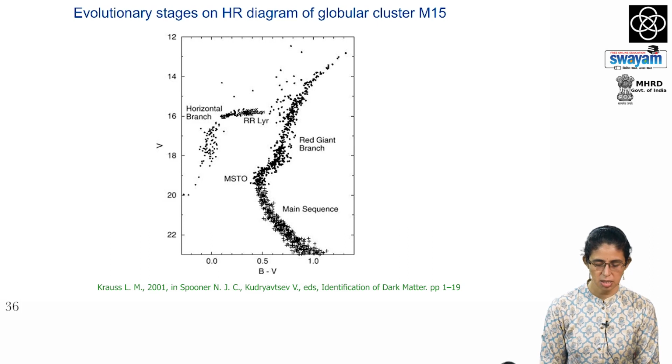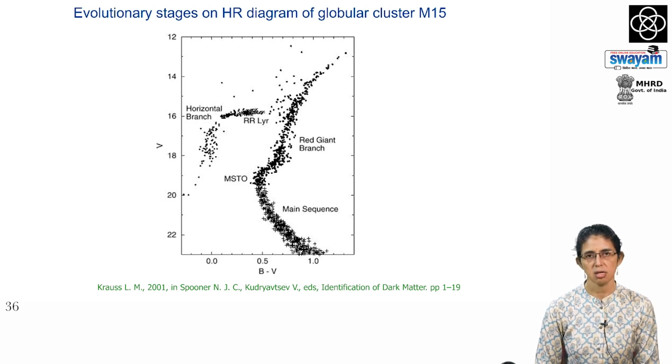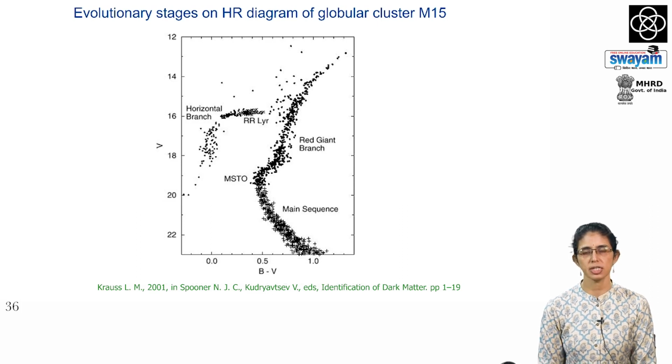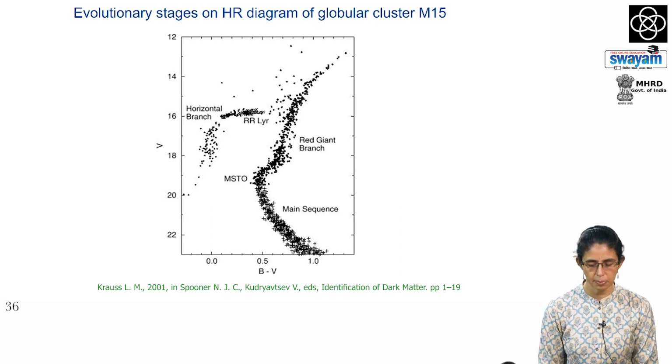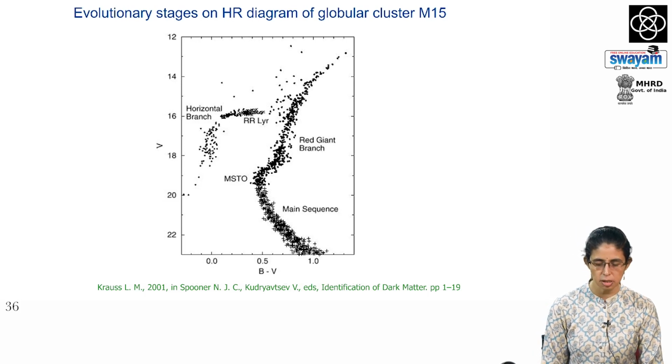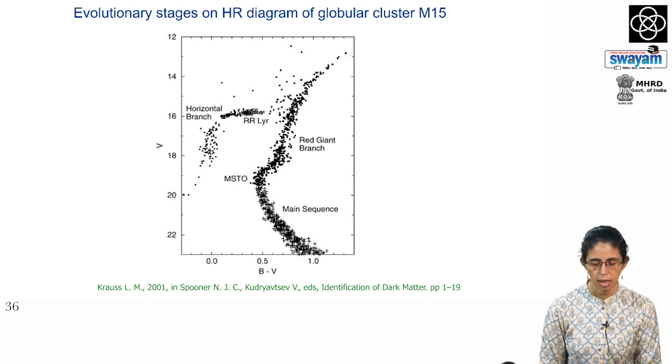So, this is an HR diagram of the globular cluster M15, and one can see the various branches are listed out. There is the main sequence branch, and as time passes the stars move off the main sequence. If one has a range of masses, it happens sequentially. First the most massive stars move off the main sequence because they have the shortest main sequence time scales, and subsequently the lower mass stars move off the main sequence. Thus, by even looking at the turning point of the main sequence branch, one can get an estimate of the age of the star.